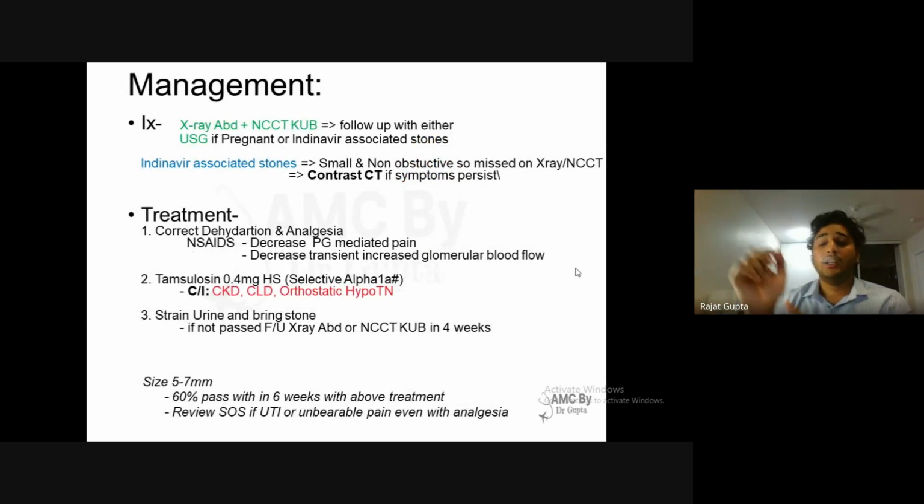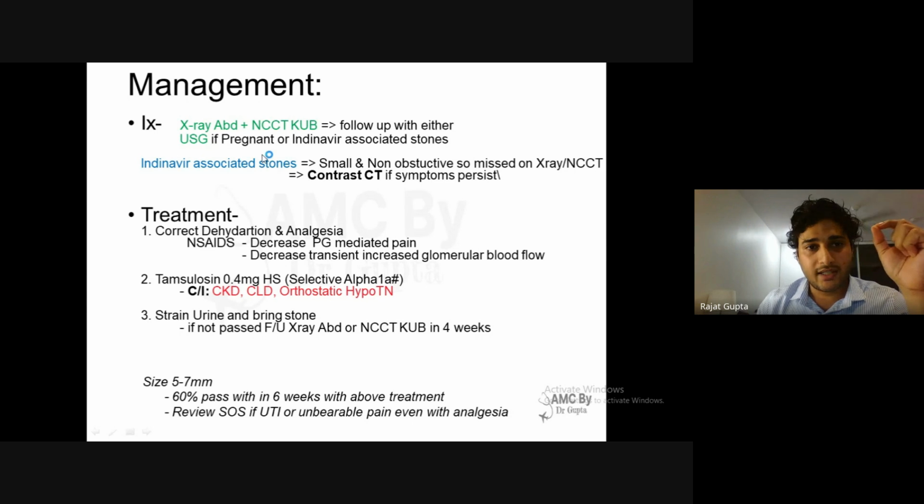So the management, most of the stone cases are managed conservatively. First of all, we'll go for investigations, as I already discussed, X-ray abdomen and CT KUB. We have to do both of these tests, because in follow-up, if we have already seen the stone on X-ray, then we can follow up with subsequent X-rays. If we pick the stone just on CT KUB, there is no use of repeating X-ray on follow-up.